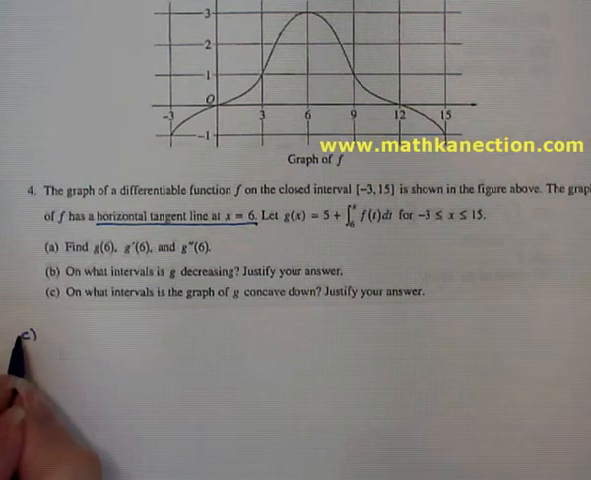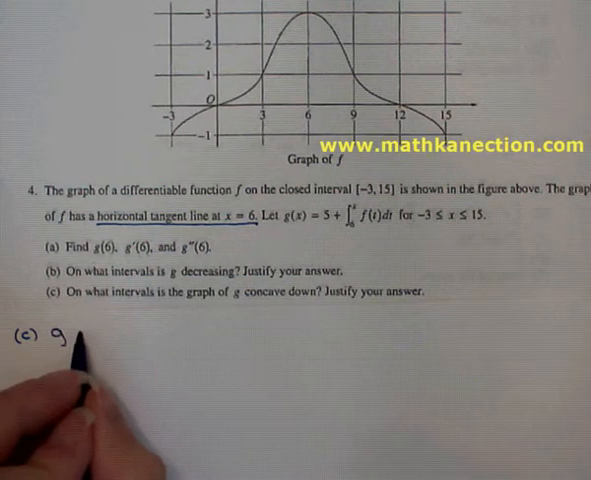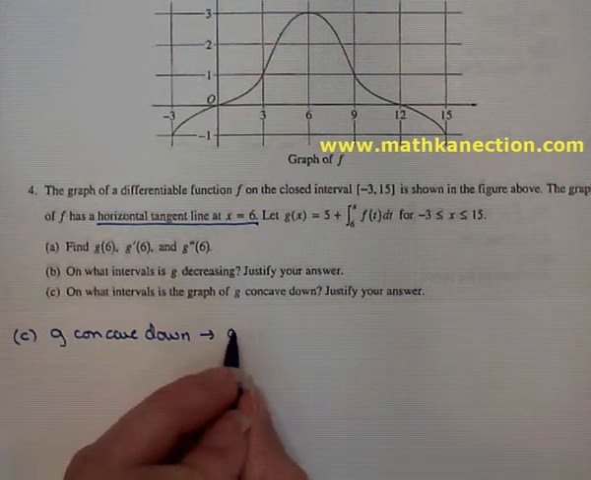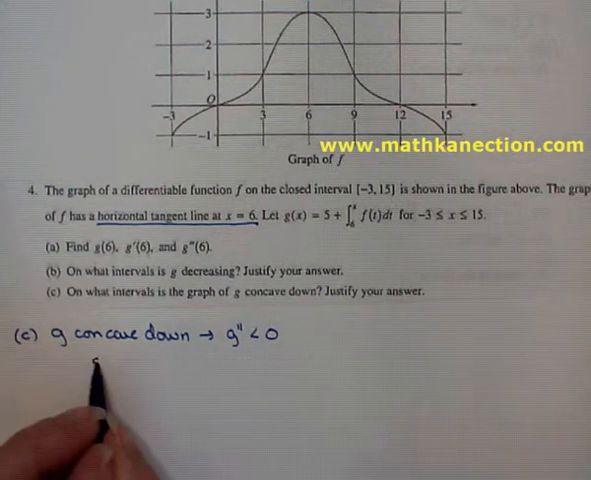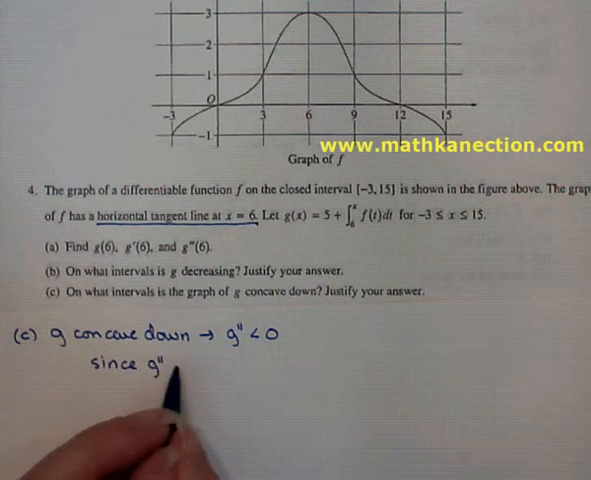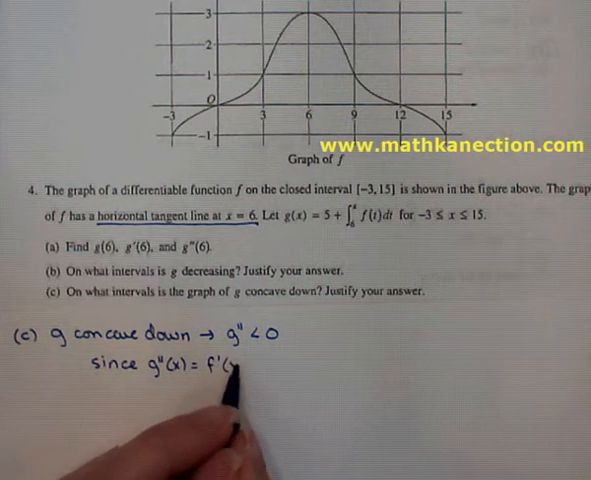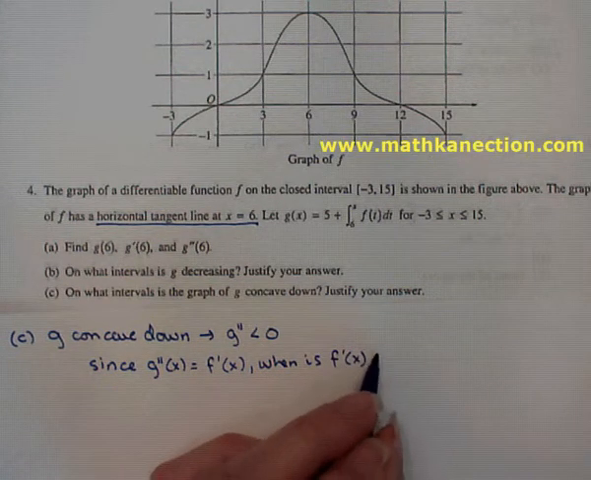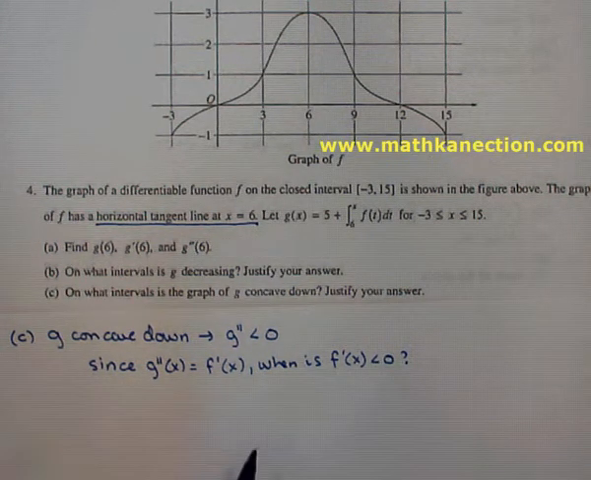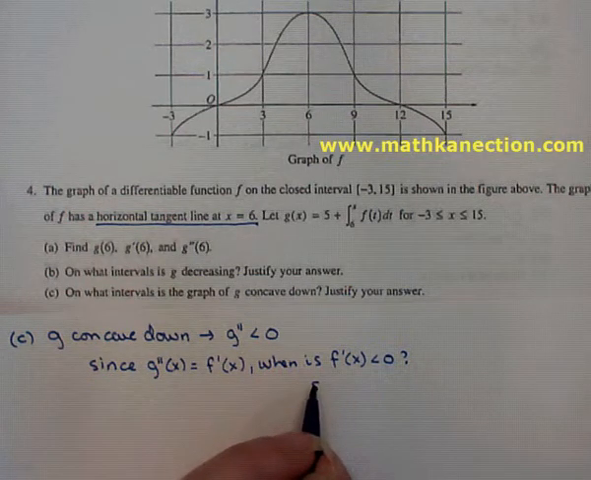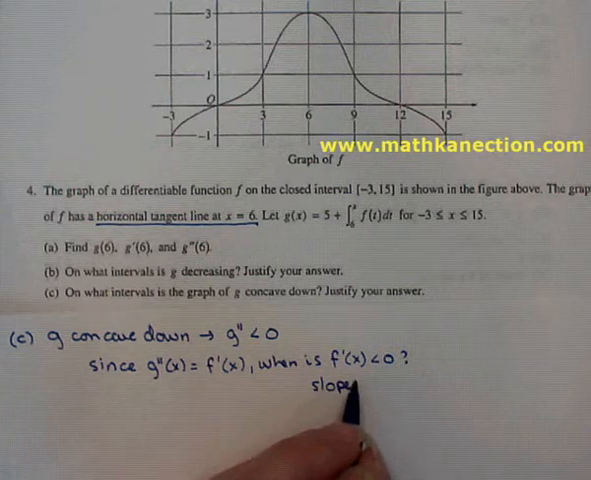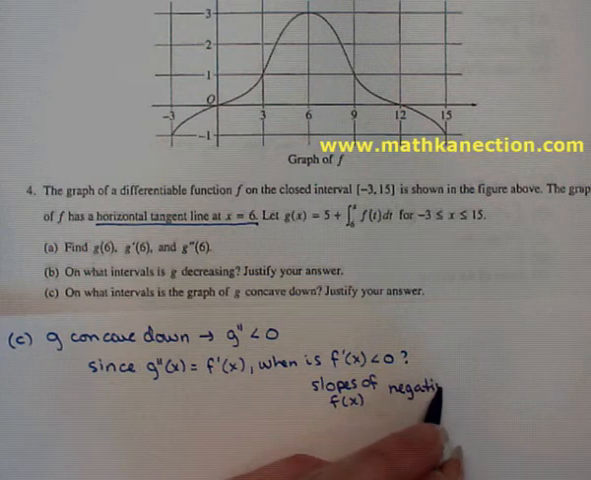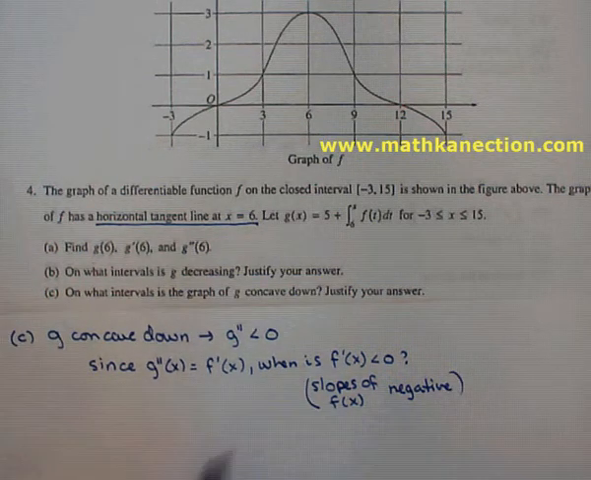In part C, we're going to find when g is concave down. The graph of g being concave down means that we're going to look at when g double prime is less than 0. Since in part A we figured out that g double prime of x is equal to f prime of x, the question is asking when is f prime of x less than 0, or when is f prime of x negative? F prime of x is talking about the slopes of f. So the question is asking when are the slopes of f of x negative? So to look at the graph of f, just looking where you see negative slopes.